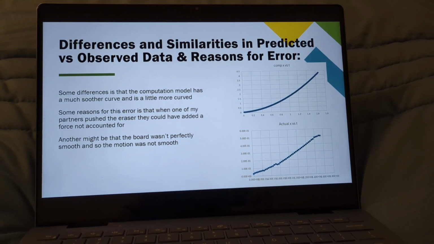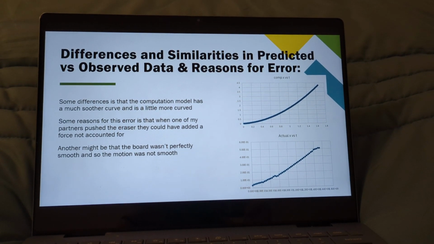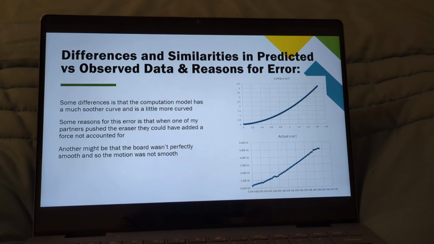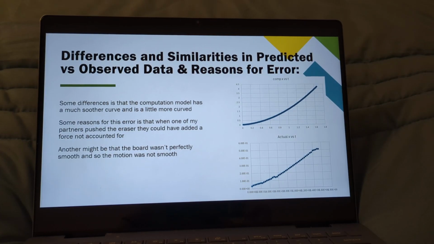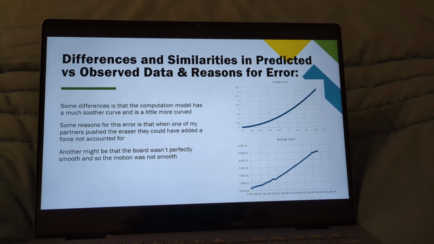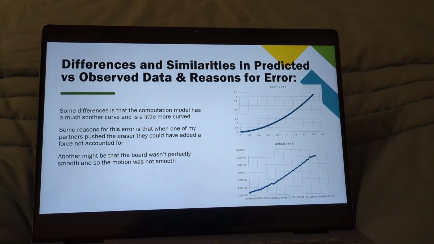Differences and similarities in predicted versus observed data and reasons for error. Some differences are that the computational model has a much smoother curve and is a little more curved. Some reasons for this error are that when one of my partners pushed the eraser, they could have added a force not accounted for. Another might be that the board wasn't perfectly smooth and so the motion was not smooth.